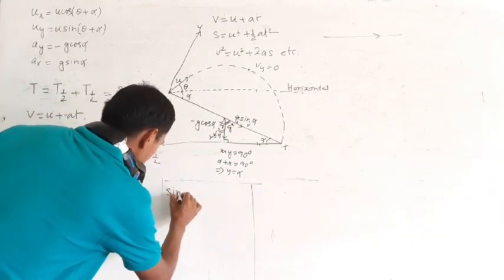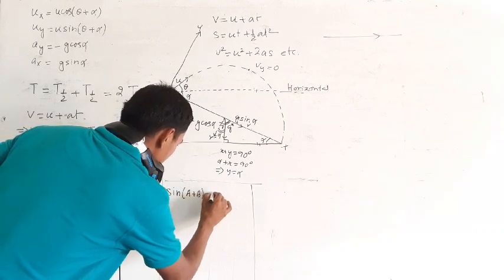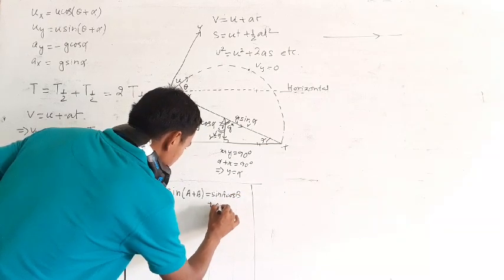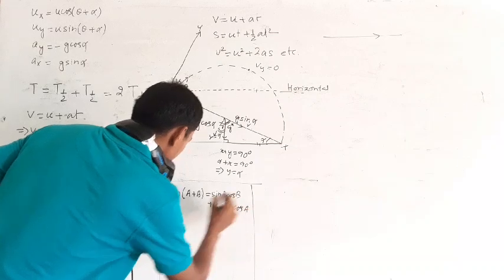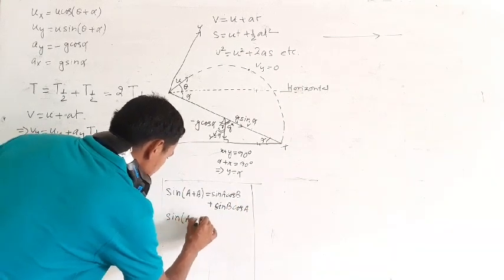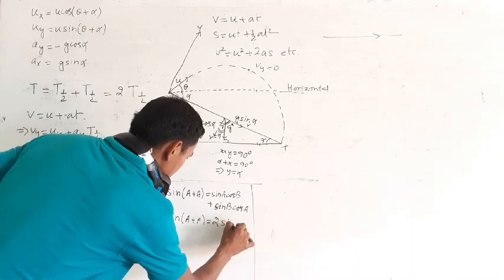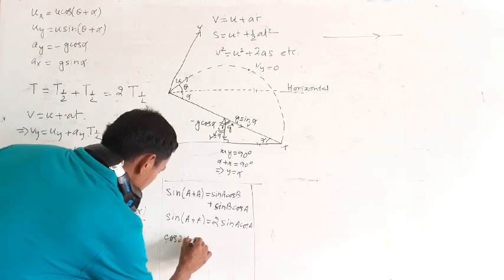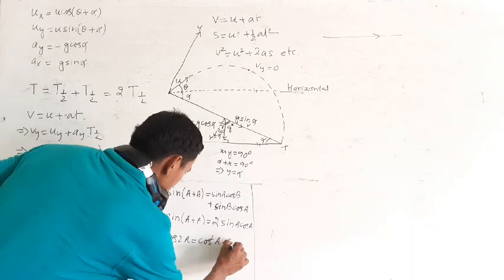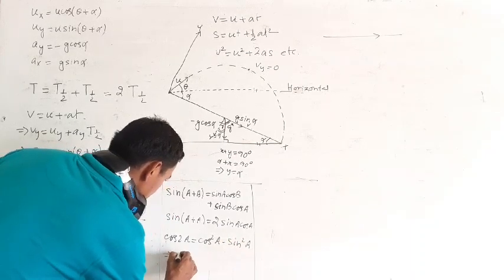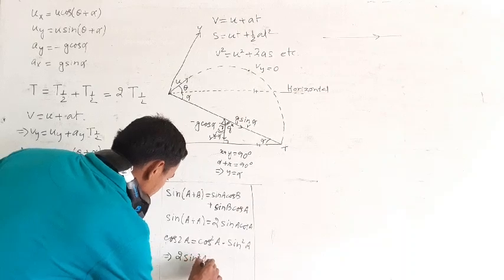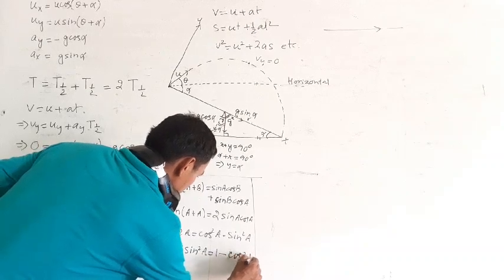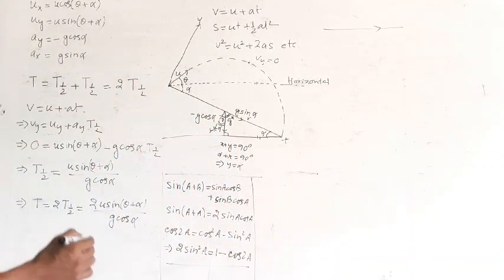We know that sin(A + B) is equal to sin A cos B plus sin B cos A. Or if the angles are equal, then sin(A + A) is equal to 2 sin A cos A. And again, cos 2A is equal to cos²A minus sin²A, which implies 2 sin²A is equal to 1 minus cos 2A. We need to use these formulas to find the range.